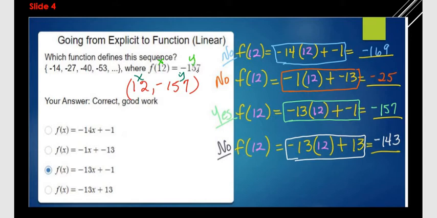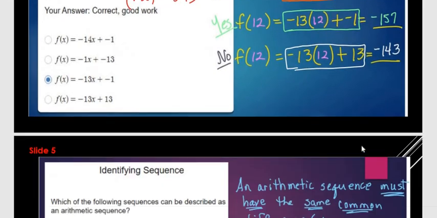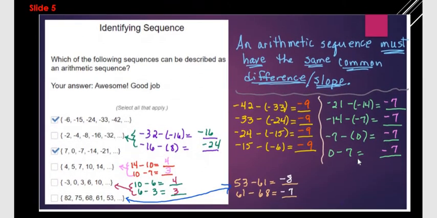Now I'm going to substitute the 12 in place of the x all the way down right here, and I've already put it in here for you. Put all of this right here at one time in the calculator and see which one gives you an answer of negative 157, and you see the third one does. So none of these others will give you the answer of negative 157. Now looking at slide number 5.